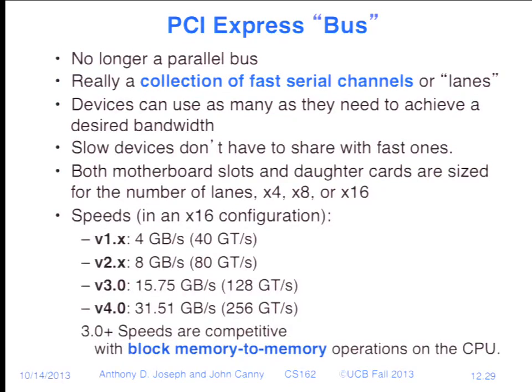And the current bus speeds for PCI in an X16 configuration now are, for the current standard, which is version 3, which devices are just starting to support, a bus speed of 15 gigabytes a second, which is pretty fast. So for a lot of PCs, this would be similar to their memory-to-memory copy speed. And the forthcoming version 4 standard is twice as much again. So there's been actually quite good progress in bus speeds on computers, while everything else has stayed a lot more static.